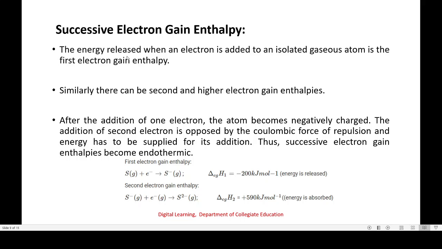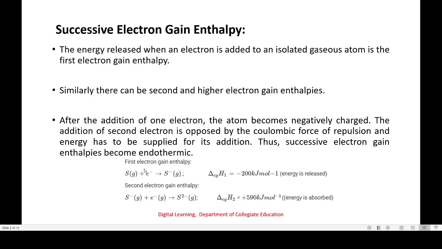When a first electron is added to an atom, it becomes negatively charged. And when we add the second electron to this negatively charged species, it is the second electron gain enthalpy. After the addition of one electron, the atom becomes negatively charged. So the addition of a second electron is opposed by the Coulombic forces of repulsion and the energy has to be supplied for its addition. The successive electron gain enthalpy becomes endothermic.